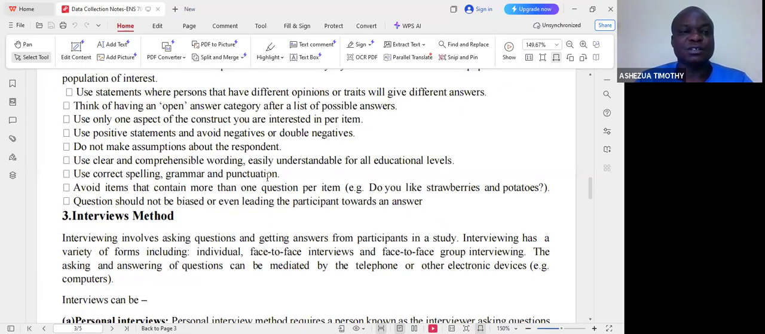Interview method. Interviewing involves asking questions and getting answers from participants in a study. Interviewing has a variety of forms, including individual face-to-face interviews, face-to-face group interviewing, and the asking and answering of questions can be mediated by the phone or other electronic devices, e.g. computer. The way we are talking like this, if I want to get some information from you, I can ask you from here.